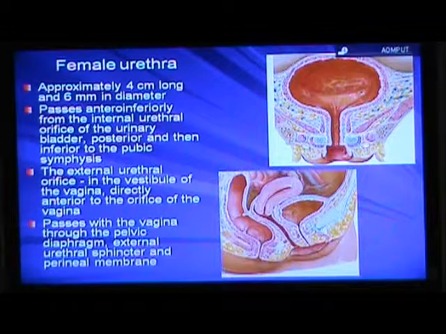The female urethra is approximately 4 centimeters long and 6 millimeters in diameter. It passes antero-inferiorly from the internal urethral orifice of the urinary bladder, posterior and then inferior to the pubic symphysis. The external urethral orifice is located in the vestibule of the vagina, directly anterior to the orifice of the vagina. It passes with the vagina through the pelvic diaphragm, external urethral sphincter, and the perineal membrane.